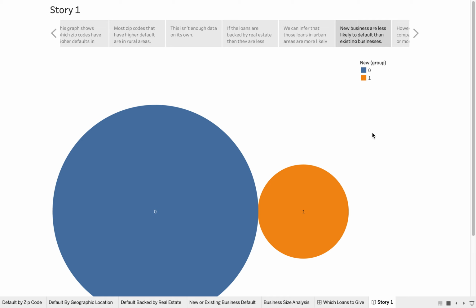So here we show that new businesses are less likely to default than existing businesses. Again, this is a pretty wide disparity, not as wide a disparity as we had for urban, rural, and real estate, but still pretty wide.